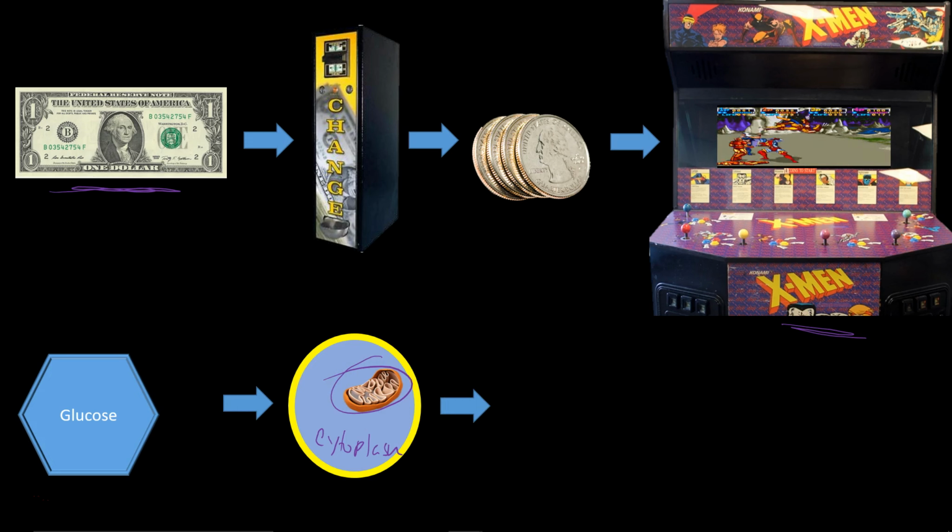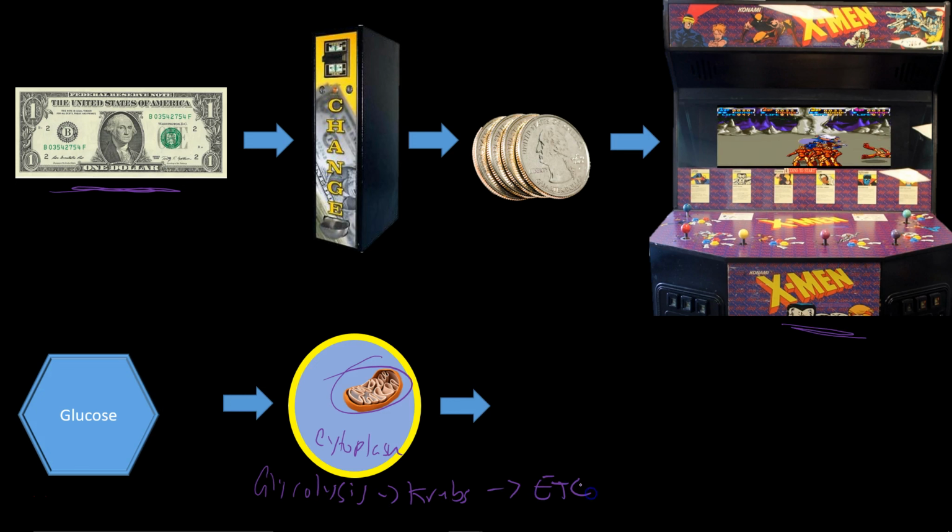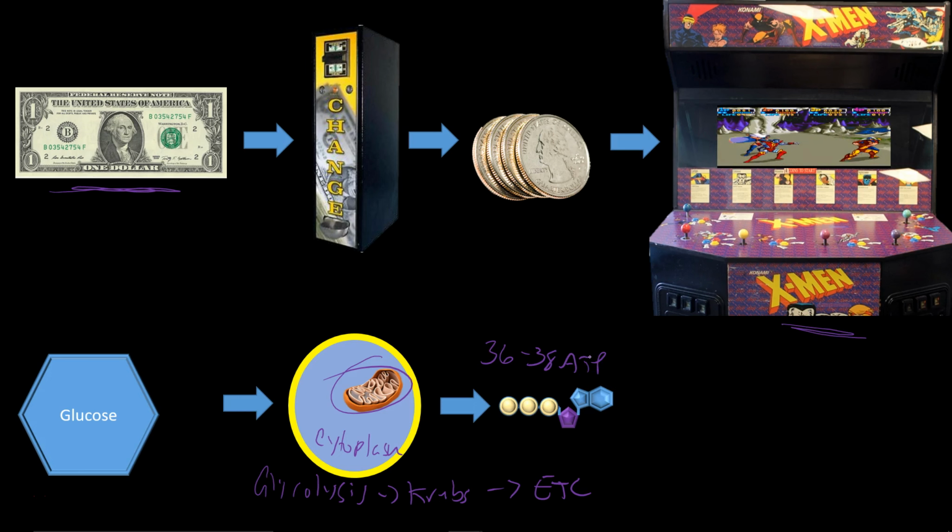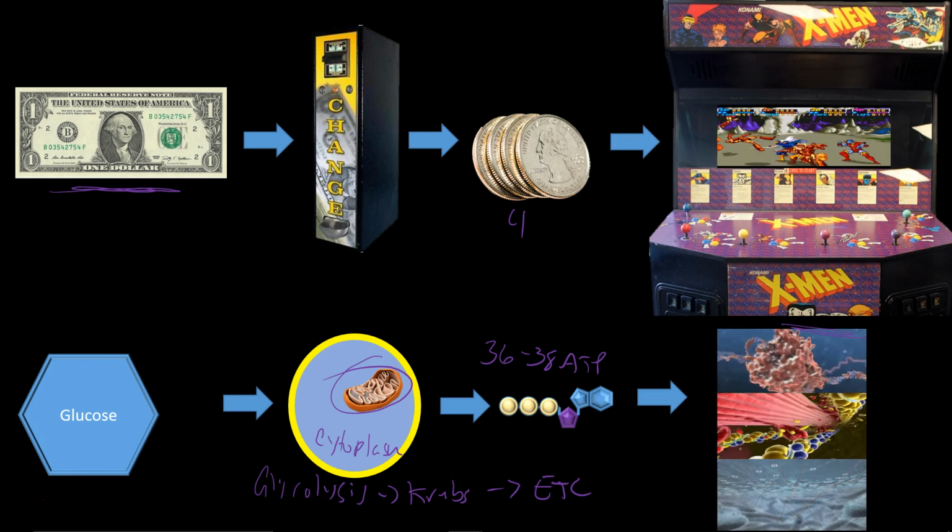After it goes through the cytoplasm through glycolysis, the Krebs cycle, and the electron transport chain, then we get our ATP. We get about 36 to 38 ATPs total. Just like if I cash in $1, I get 4 quarters. Okay? After I have my 36 to 38 ATP from the glucose, now I can have my cellular functions.